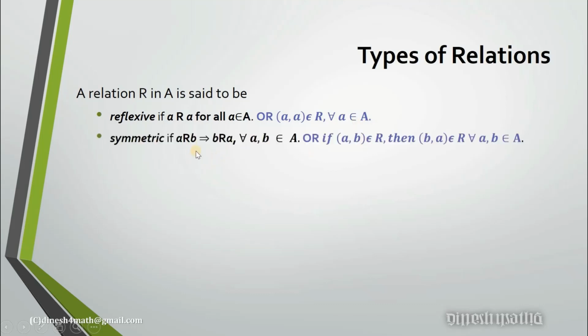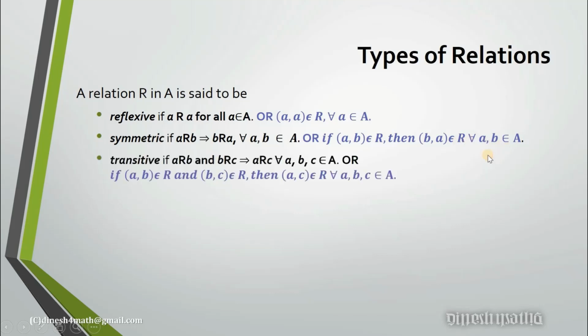It is symmetric if A related to B gives B related to A for every A, B in the set, or if (A,B) belongs to R, then (B,A) belongs to R. And transitive if A related to B and B related to C, then A is also related to C for every A, B, C in the set. It's just like a stopover and transit from one place to another. Remember, Dubai, Oman, getting down, transit, and then to Mumbai again. That is what is called the transitive property.